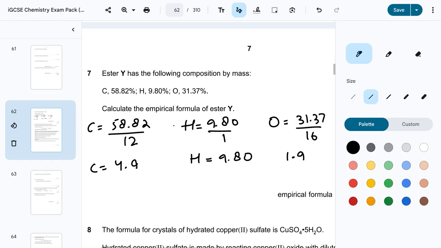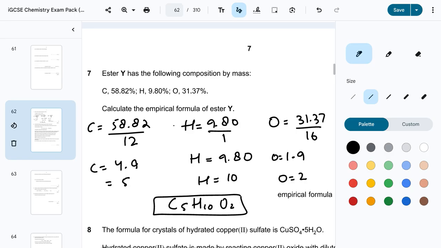You can see here you don't need to find the least mole ratio, because the values are approximately whole numbers. You can consider 4.9 as 5, hydrogen 9.8 equals 10, and oxygen 1.9 equals 2. So the formula is C5H10O2. But if the value instead of 4.9 were 4.7, you are not allowed to round it to a whole number. You have to solve by finding the least mole ratio. Keep it in mind.